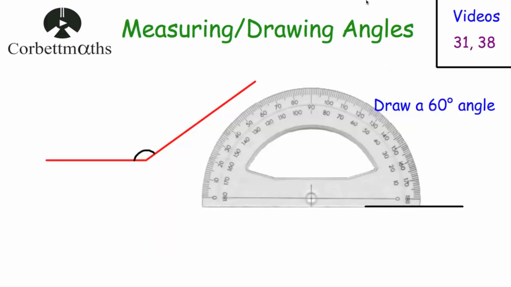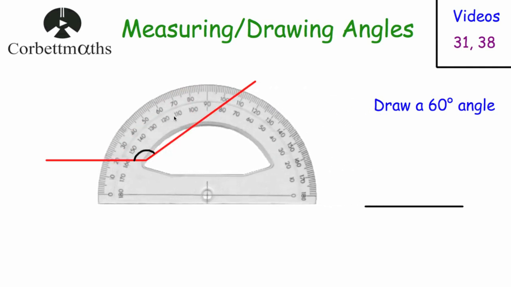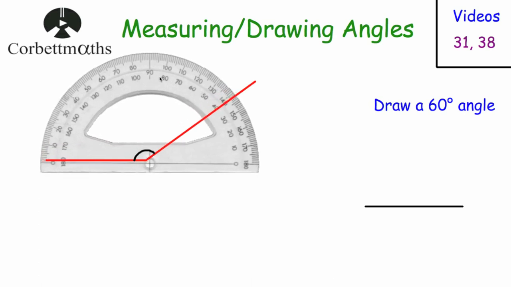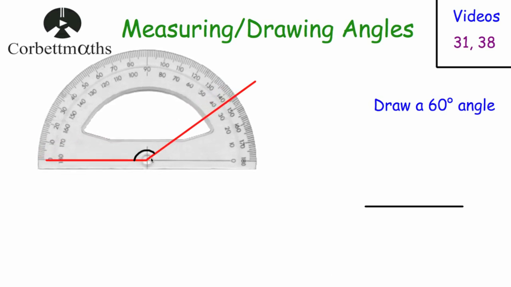So it's important in M1 that you're able to draw angles and measure angles. Here we've got an angle and let's measure it. Let's take our protractor and measure this angle. If we put the protractor on the angle, like so, where we've got the cross of the protractor on the center of the angle, here, where the two lines meet. And then one of the lines is on 0, and we're going to count round until we get to the other line.